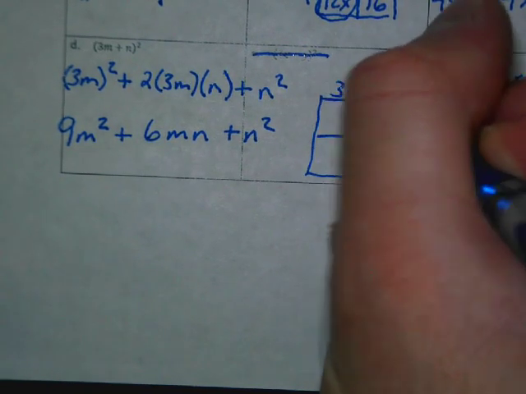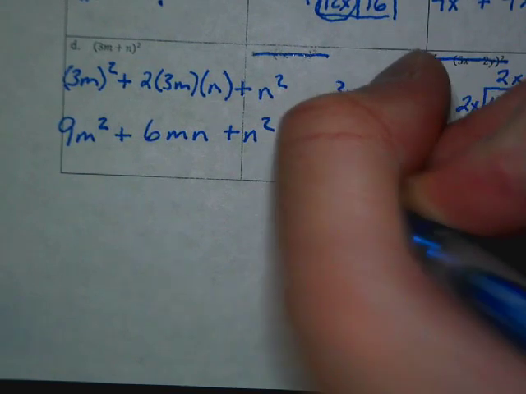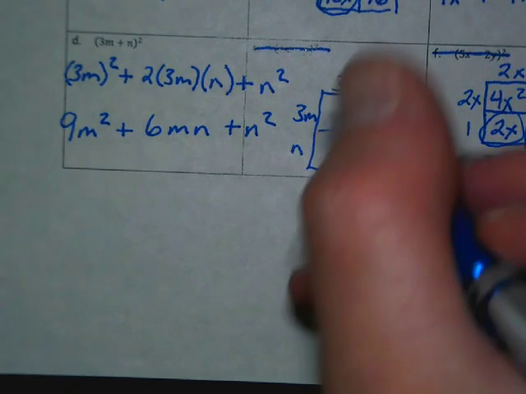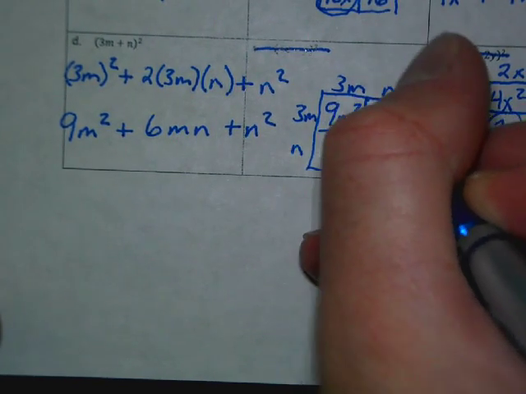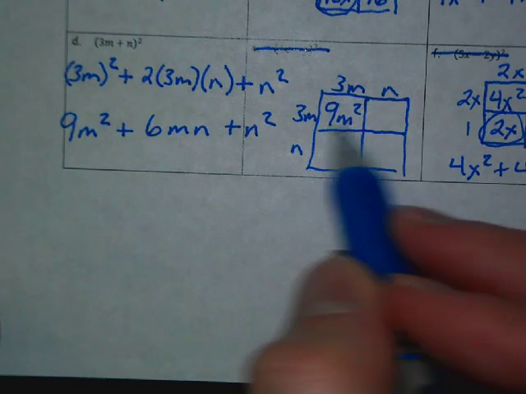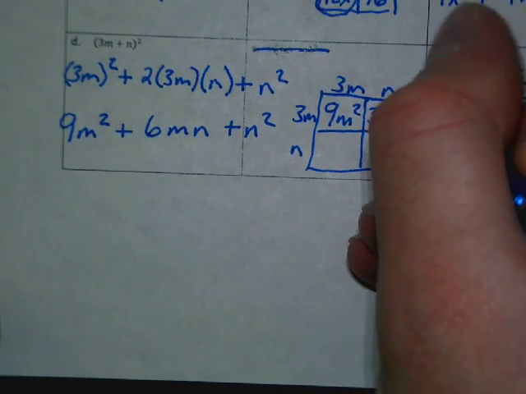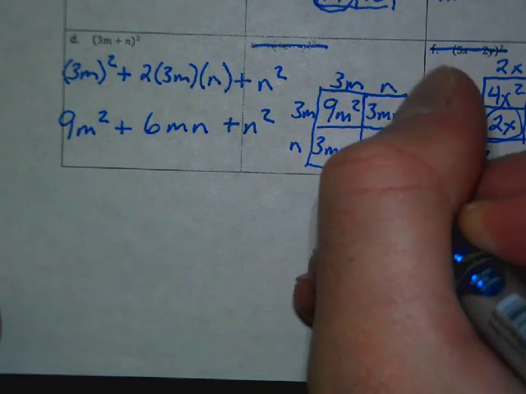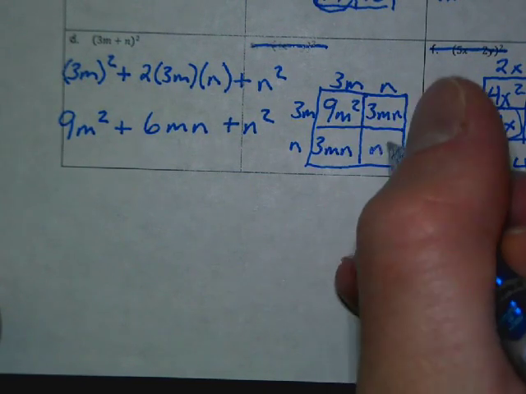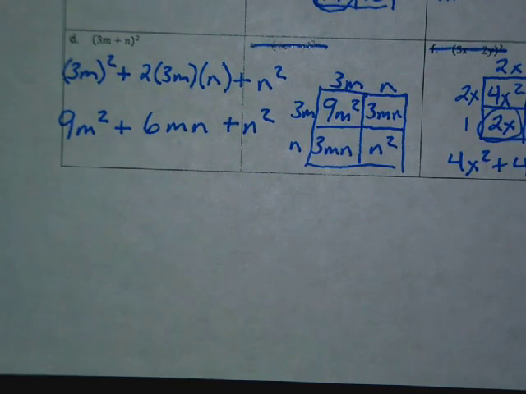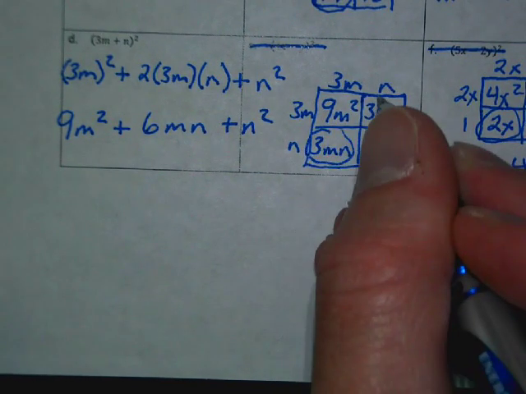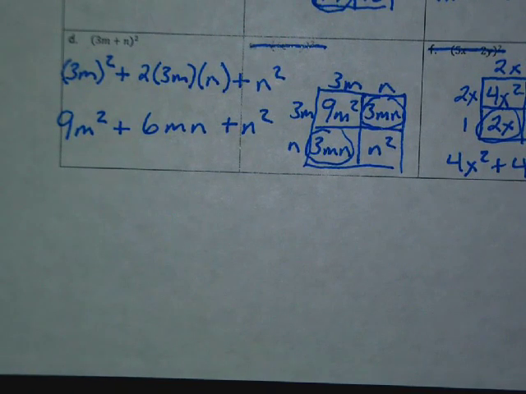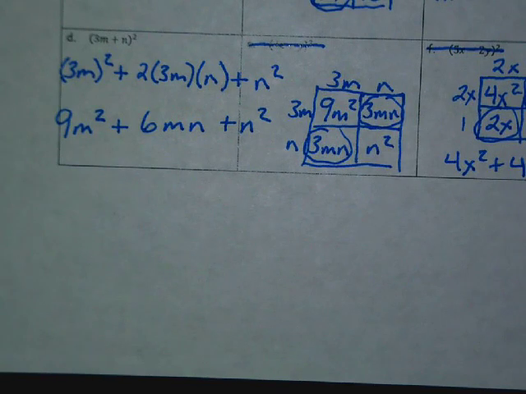Okay, so looking at this one with the box, we have 3m plus n on both sides. Okay, so top left, 3m times 3m. 9m squared, right? Same thing we got there. 3m times n, 3mn. Same thing here, 3mn, and then your last box, n times n, n squared. So here were your like terms. And 3 plus 3 gives us the 6mn in the middle. So it works out to be the same.